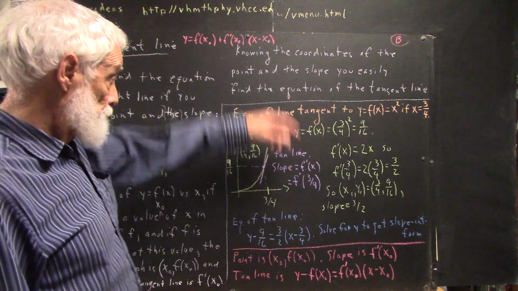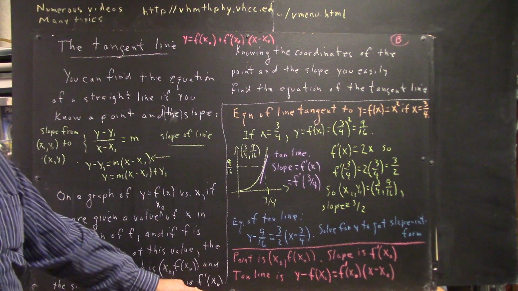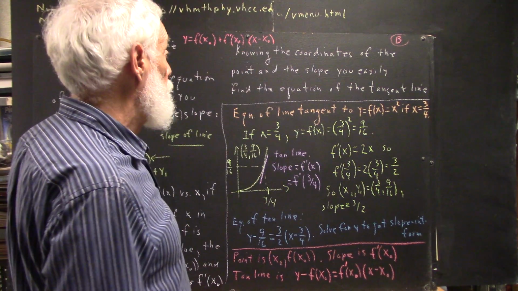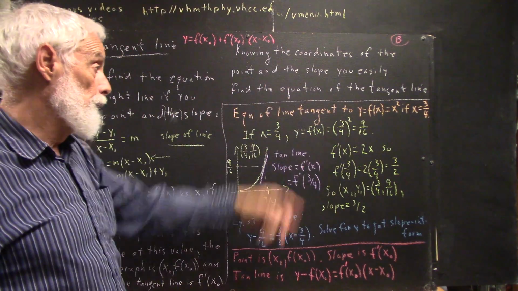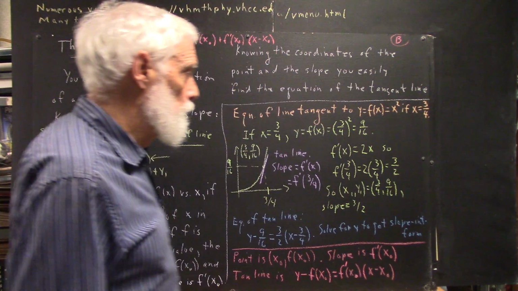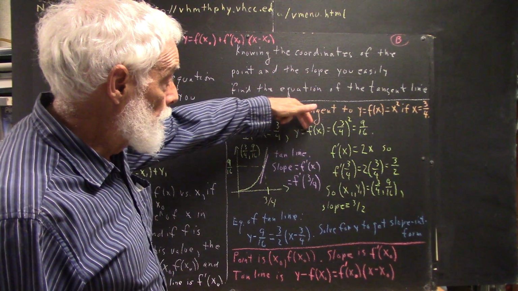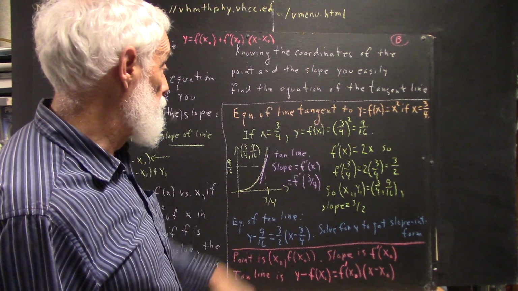Okay. Then, what do you know? You've got the coordinates of a point, you've got a slope. Well, translate that into a tangent line very easily. So how do you do that? Well, here's an example. Let's find the equation of a tangent line for f of x equals x squared when x equals 3/4. If x equals 3/4, then f of x equals 3/4 squared, which is 9/16.